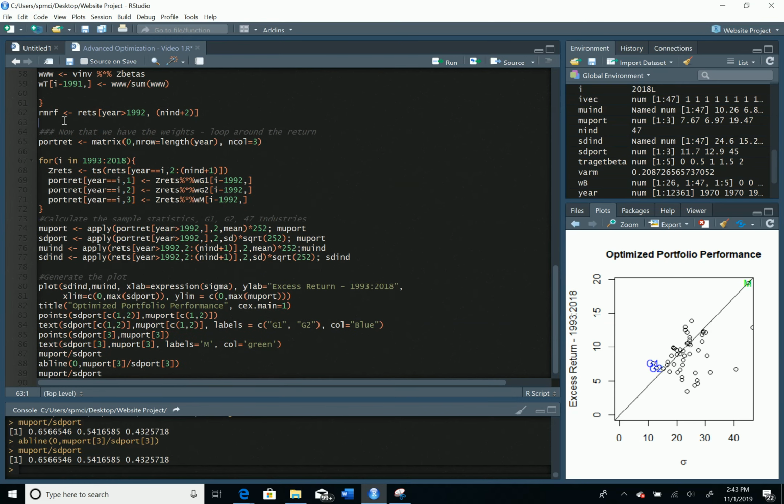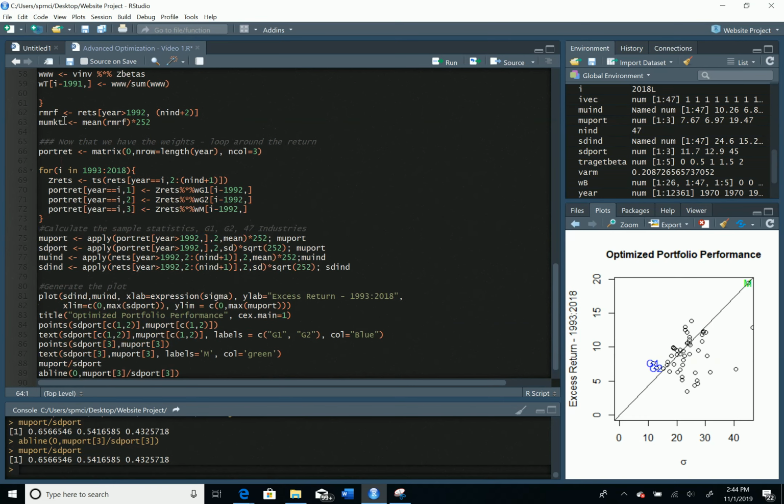So to calculate the mean, we just need to annualize it, so we'll set this variable MUMKT equal to the mean of RMRF times 252 to annualize this number. And then to calculate the standard deviation, it's the same thing. Standard deviation in the market is equal to SD of RMRF times the square root of N, or the square root of 252.